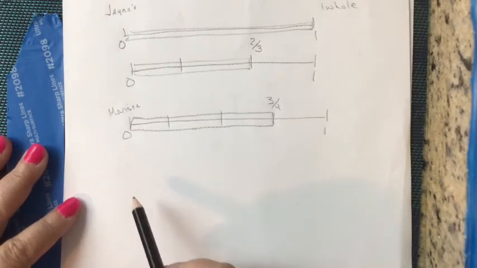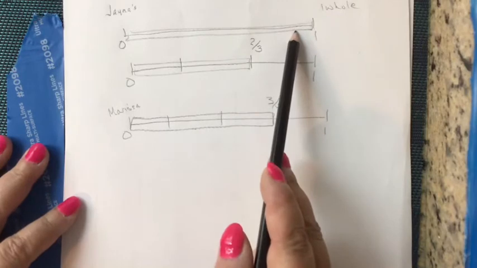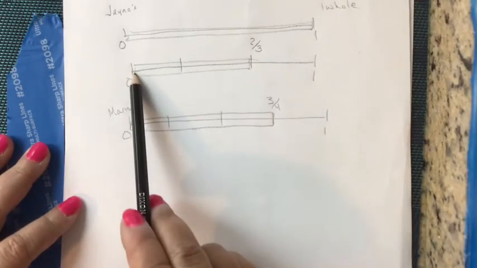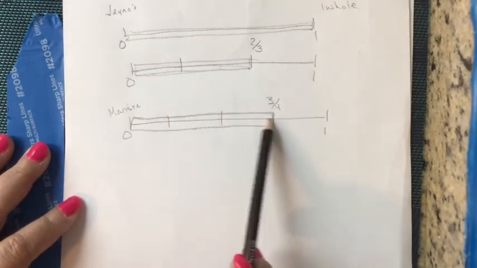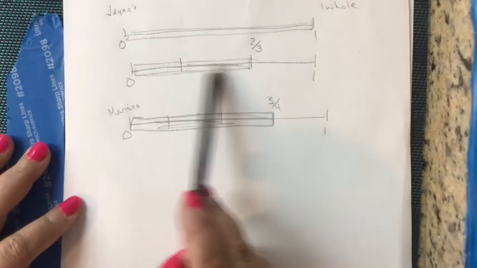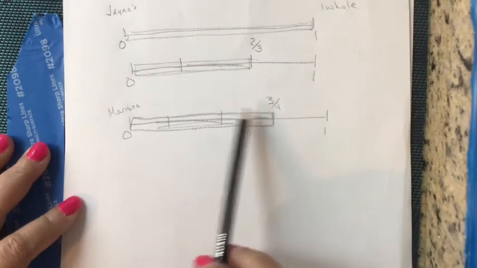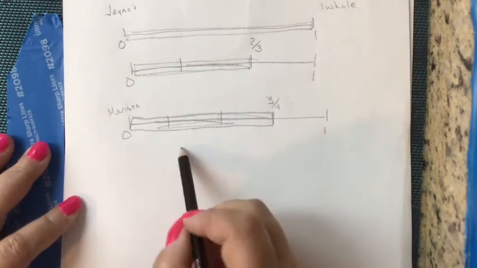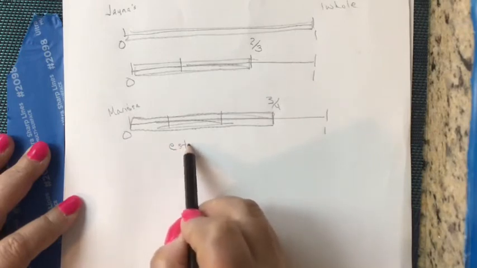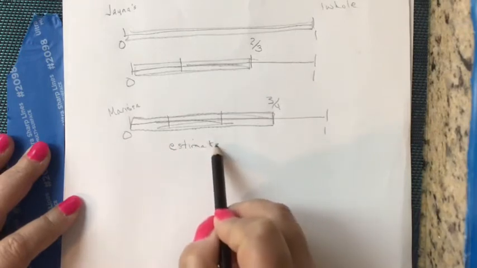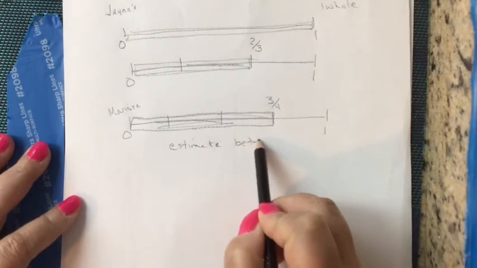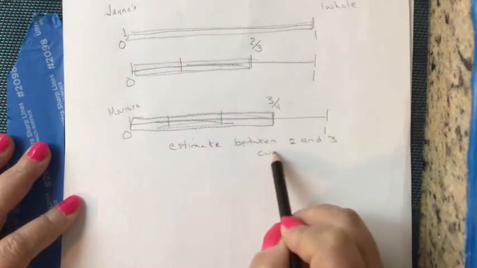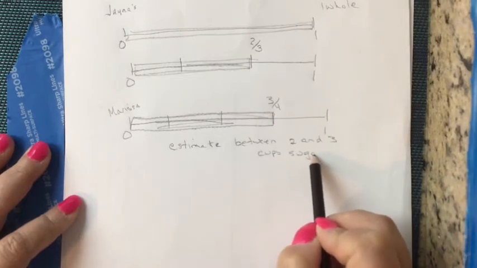So when we're looking at this, I can see that we automatically need at least 1 whole. But then we've got here 2/3 and here 3/4. Now I can see that 2/3 plus the 3/4 is going to be more than 1 whole, but not quite 2 wholes. So my estimate for how much sugar the two of them are going to need is somewhere between 2 and 3 cups of sugar together.